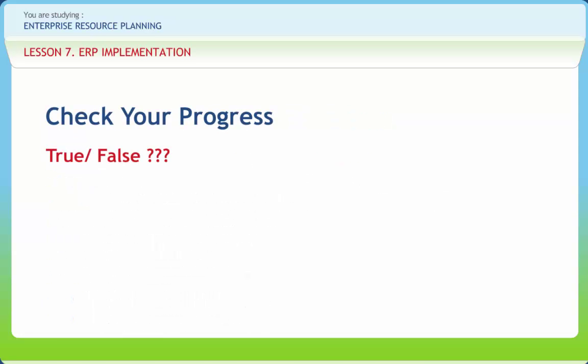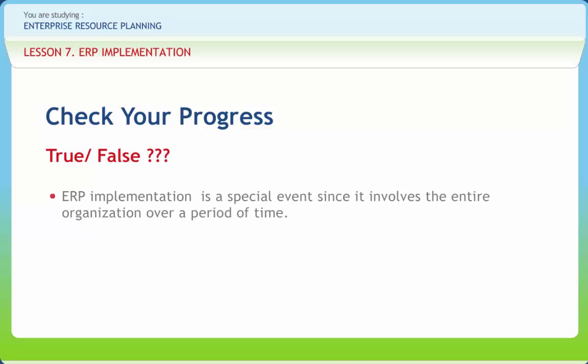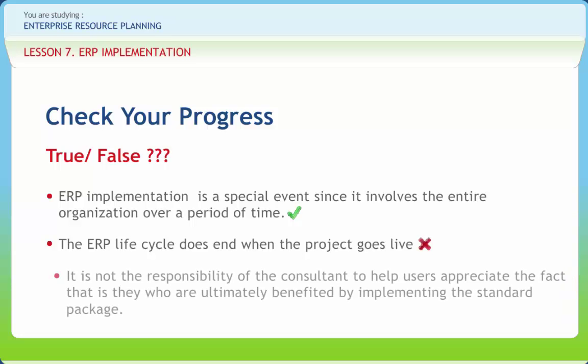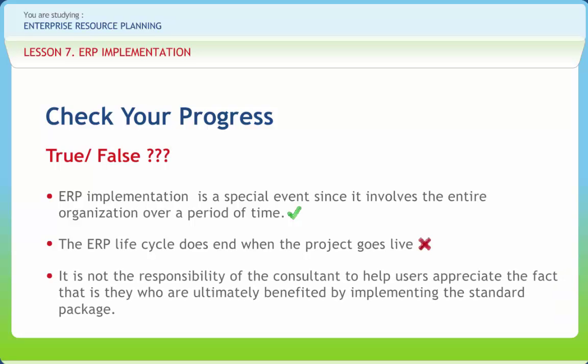Now let us check if you have understood the various concepts discussed in this lesson clearly. ERP implementation is a special event since it involves the entire organization over a period of time. Right or wrong? Right. The ERP life cycle does end when the project goes live. Right or wrong? Wrong. It is not the responsibility of the consultant to help users appreciate the fact that it is they who are ultimately benefited by implementing the standard package. Right or wrong? Wrong.